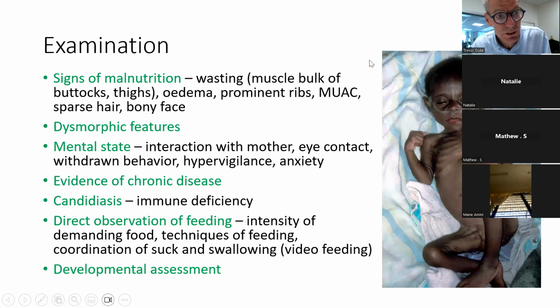When you examine a child, I'm sure you know how to look for signs of malnutrition. So look for wasting, usually of the muscle bulk of the buttocks and thighs. Look for edema. Often, like this baby has very prominent ribs, you might say has got chest indrawing, but actually didn't have respiratory distress, just has intercostal muscle wasting. Do the mid-upper arm circumference. Look for sparse hair or a very bony, skeletal-like face. You can look for dysmorphic features too, in case the child's got a syndromic cause of failure to thrive.